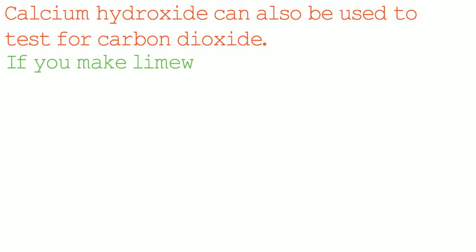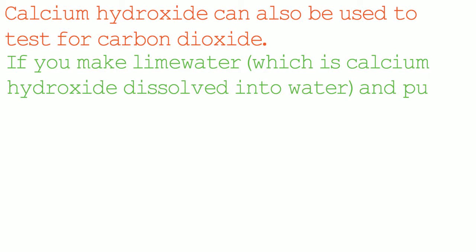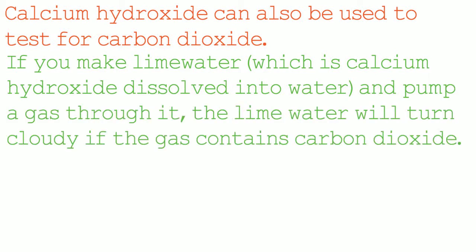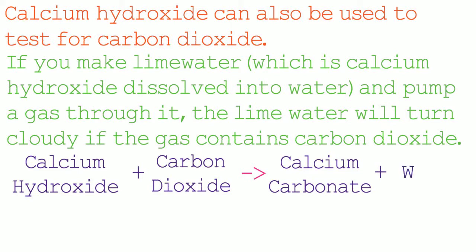If you make lime water, which is calcium hydroxide dissolved into water, and pump a gas through it, the lime water will turn cloudy if the gas contains carbon dioxide. The cloudiness in the water is caused by the calcium hydroxide reacting with the carbon dioxide to form calcium carbonate. And it is the calcium carbonate that creates the cloudiness. Water is also produced when calcium hydroxide and carbon dioxide react.